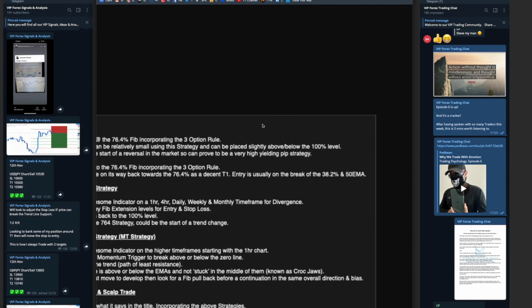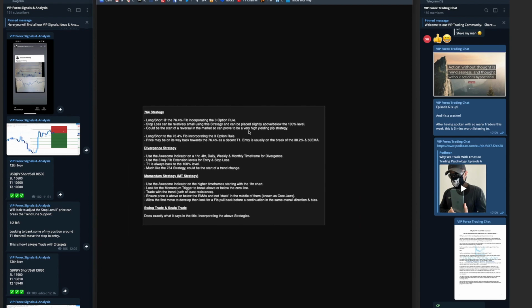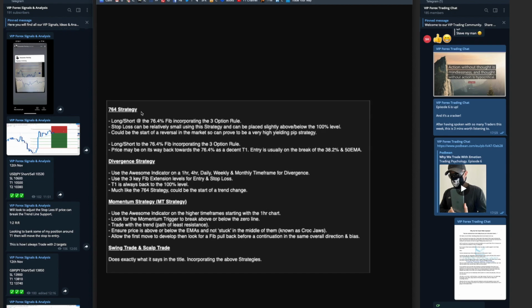And obviously we've been trading for a very long time, so yeah, it's gone a bit wonky there, isn't it? Oh, there we go. Yeah, so hopefully you can see that, and that is pretty much long or short at the 76.4 fib, incorporating the 3-option rule.